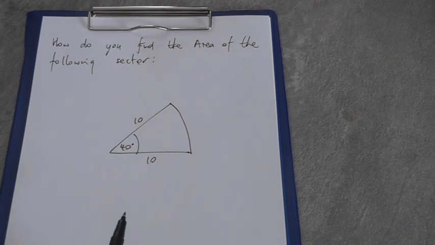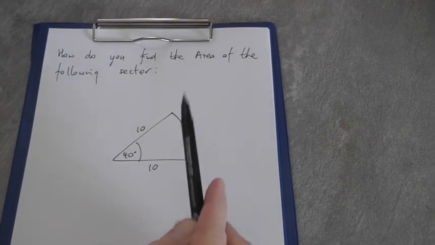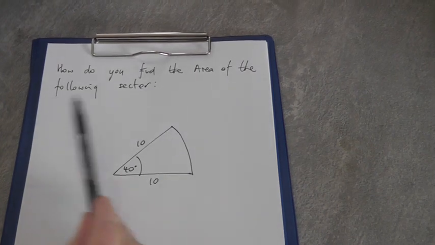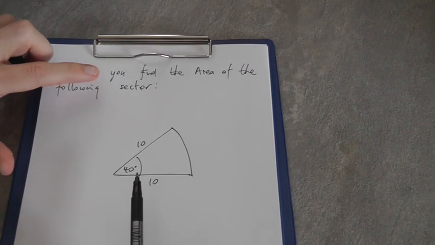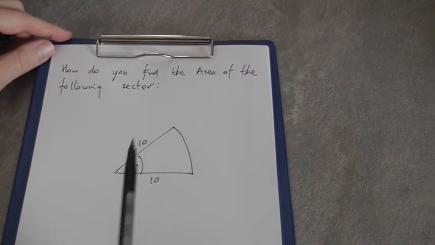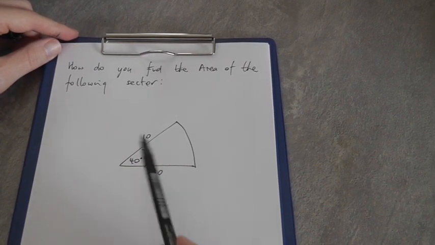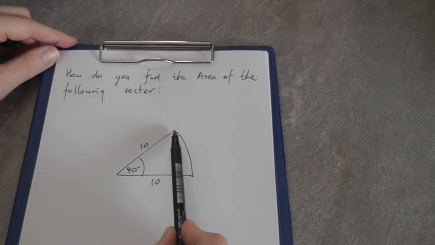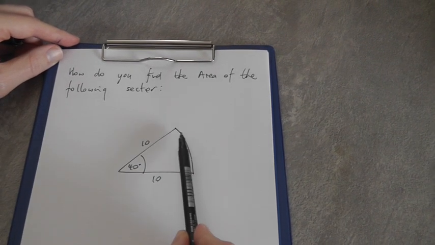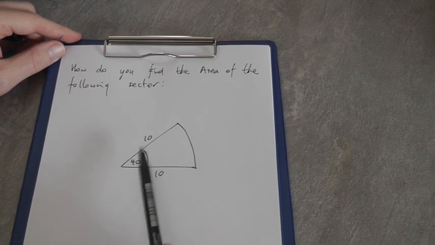Okay, in the following question, we have here a sector, and it says, how do we find the area of the following sector? Well, a sector is a section out of a circle, and this here would be the centre of the circle. Therefore, that would be a radius, and that would be a radius also, and this here is known as an arc. Is that all right? So we want to find the area of this, in other words, the space it occupies.